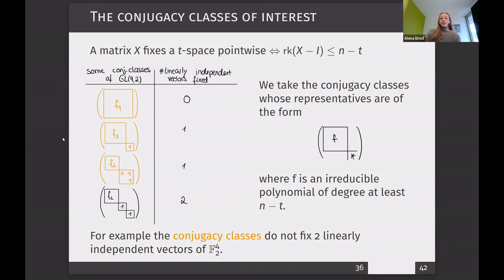So for arbitrary n and t, we could take the conjugacy classes whose representatives are of the following form. We have a block, a companion matrix corresponding to an irreducible polynomial of degree at least n minus t. But we have to pay a little bit more attention whenever we have ones occurring on the diagonal for the remaining t places that we still have to put, because this would fix t linearly independent vectors. Okay, so this will be our conjugacy class that we want to take for our weighted linear combination.